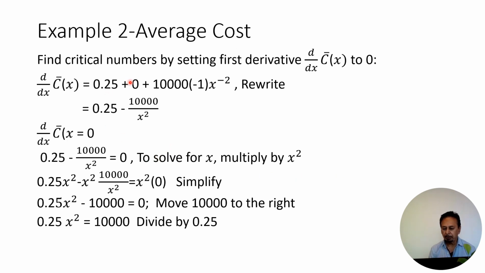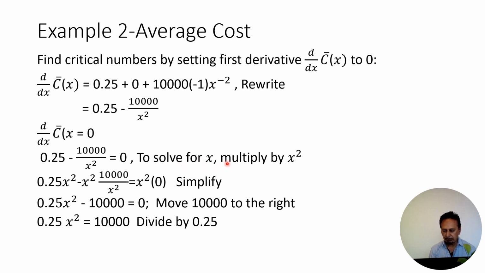So let's find the critical numbers by setting the first derivative to 0. So the first derivative, we have 0.25 plus 0 plus 10,000 times negative 1 x to the minus 2. So we rewrite. So x to the minus 2 will become 10,000 over x squared. So now we set this to 0. So we have 0.25 minus 10,000 over x squared equal to 0.